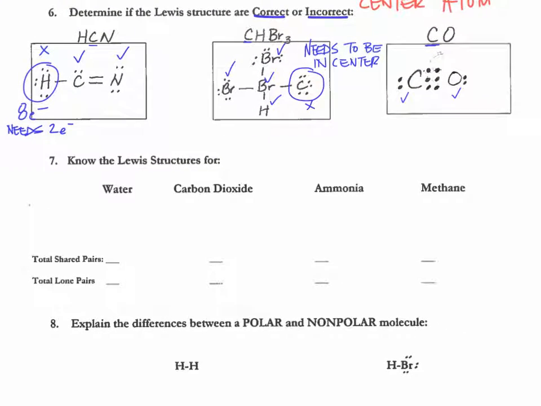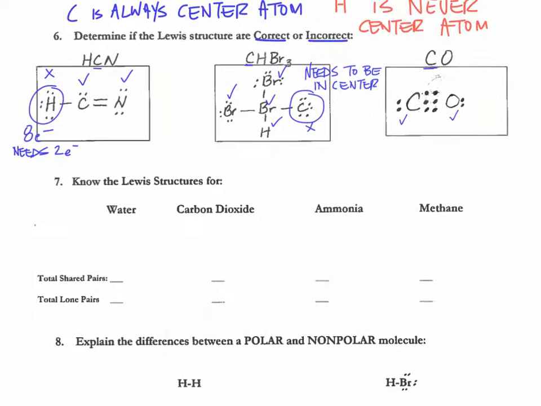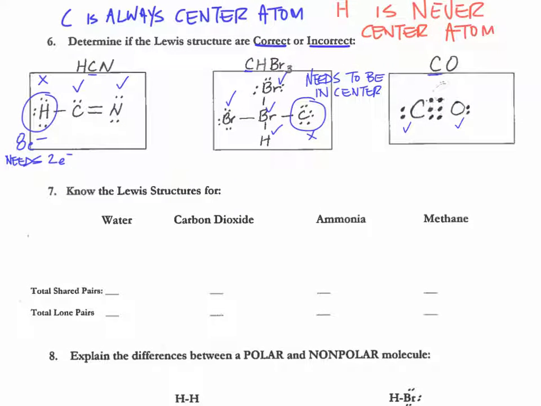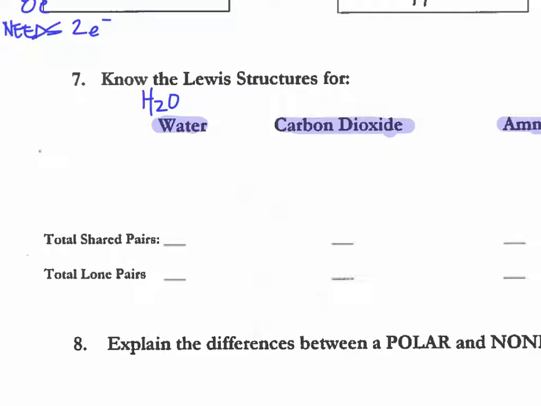Okay, moving on. I need to know the Lewis structure for these 4 molecules. I need to know it for water, carbon dioxide, ammonia, and methane. So the formula for water is H2O. Dihydrogen monoxide. So water is, we've already talked about this, water is a bent molecule.